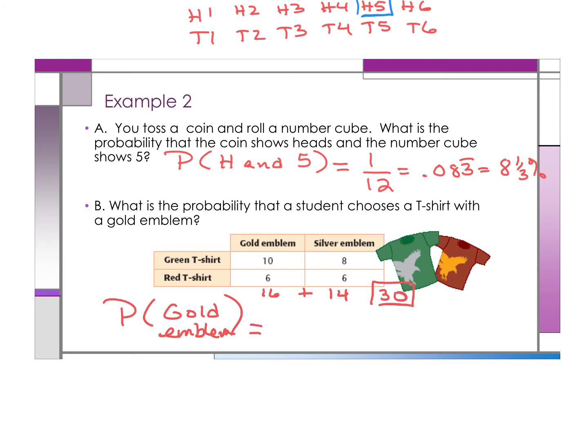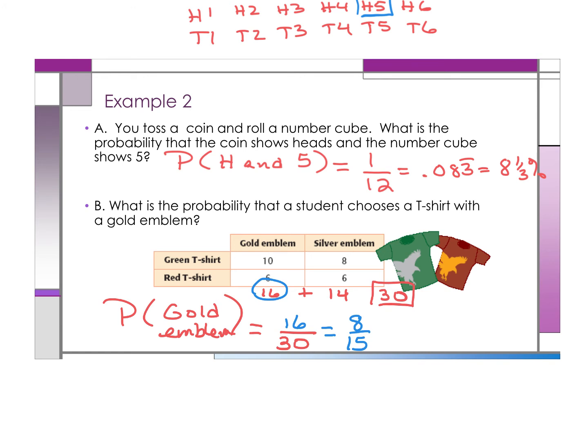So this probability is going to be 30, and then if I go and grab the number for the gold emblems, that's the 16. So I'll put 16 over 30. Always reduce your fraction, and the probability of pulling a t-shirt that has a gold emblem, they didn't care about the color of the t-shirt, is 8/15.